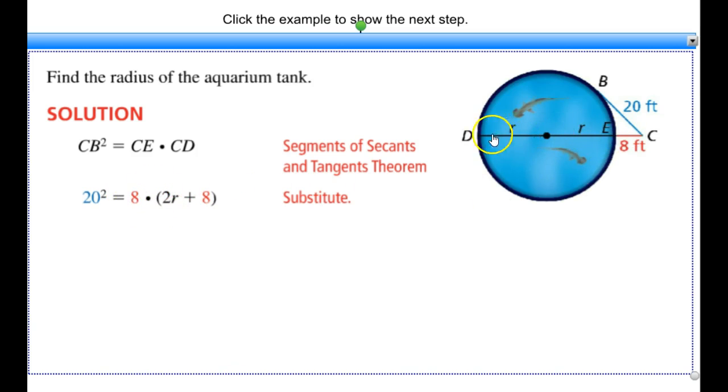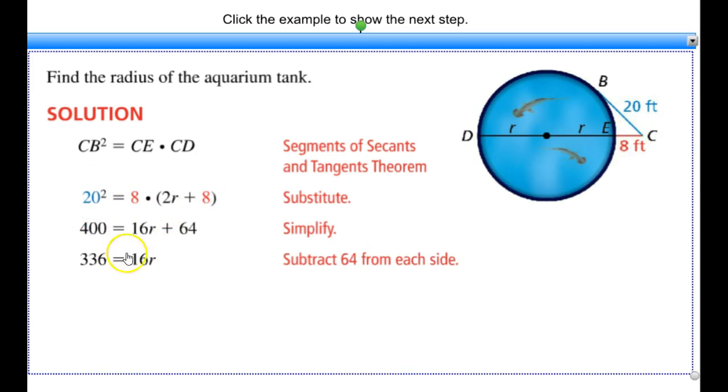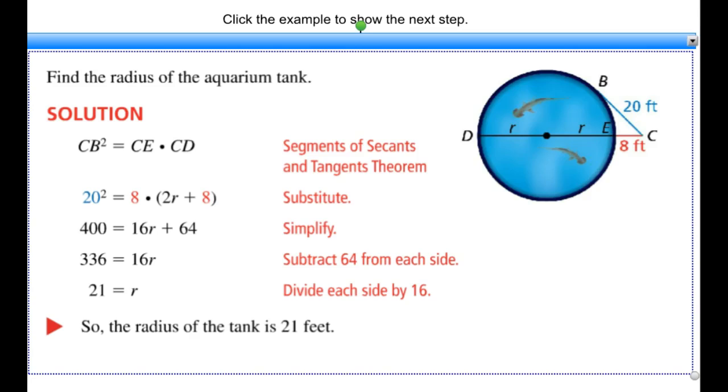So here I have 2 r's and then times plus 8. Now I can simplify my numbers, and then I subtract 64 from both sides because I'm working to get r by itself, and then I'm going to divide each side by 16. So r, which is the radius of my circle, is 21 feet.